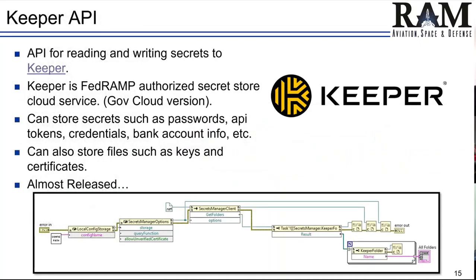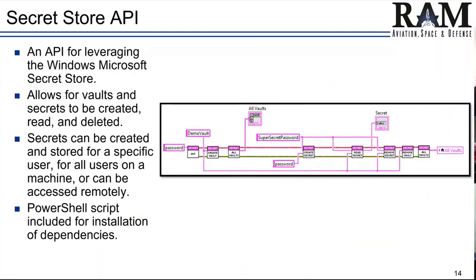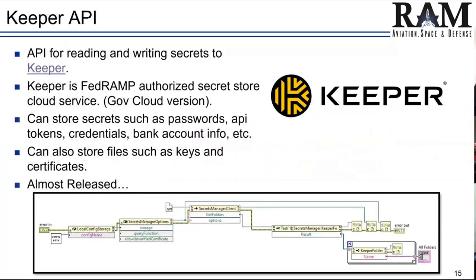But yeah, Keeper integration. Keeper is another secret store. This is a cloud-based one. Like I said, it is FedRAMP authorized, so it's good to use from a CMMC standpoint, from the DoD's standpoint. It's secure. You can store all sorts of stuff in Keeper beyond what you can store with the Microsoft Secret Store. You can have your basic passwords and API tokens and credentials.